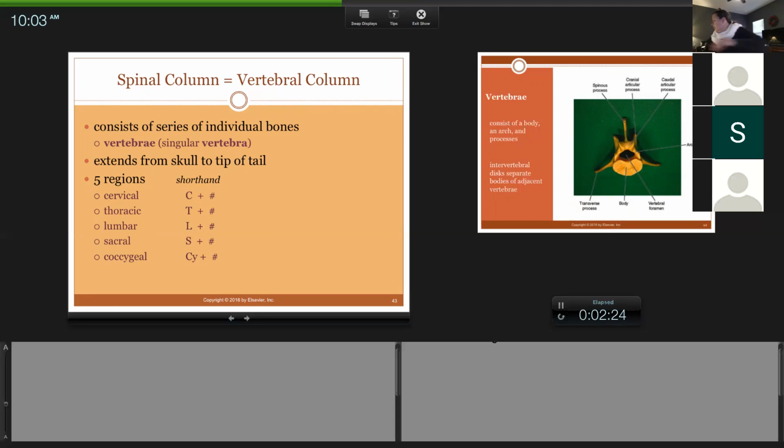Now coccygeal, let me grab something over here. Sorry, I gotta get my folder out. But coccygeal is the tail, okay? So when we get to the tail, we're actually going to be giving it that CY instead of just the letter C. Now, when we write out the vertebral formula, you need to write it in the order that it goes on the animal.